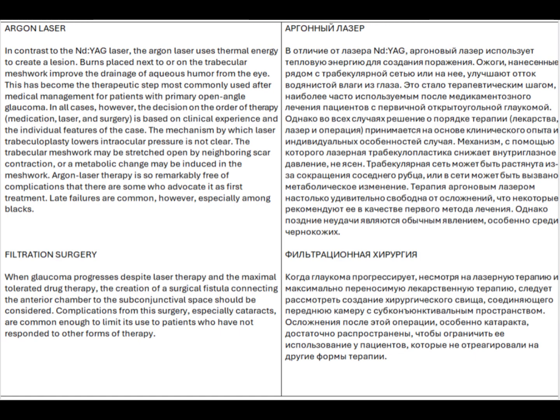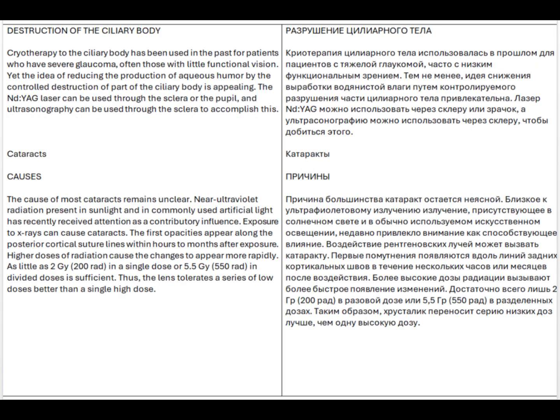Filtration surgery. When glaucoma progresses despite laser therapy and the maximal tolerated drug therapy, the creation of a surgical fistula connecting the anterior chamber to the subconjunctival space should be considered. Complications from this surgery, especially cataracts, are common enough to limit its use to patients who have not responded to other forms of therapy. Destruction of the ciliary body. Cryotherapy to the ciliary body has been used in the past for patients who have severe glaucoma, often those with little functional vision. Yet the idea of reducing the production of aqueous humor by the controlled destruction of part of the ciliary body is appealing.